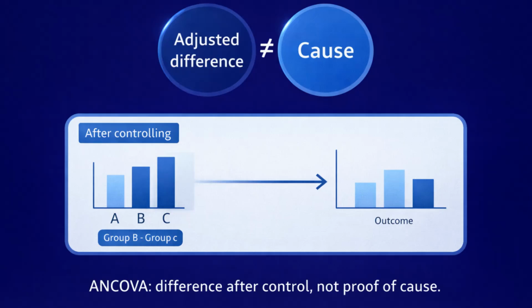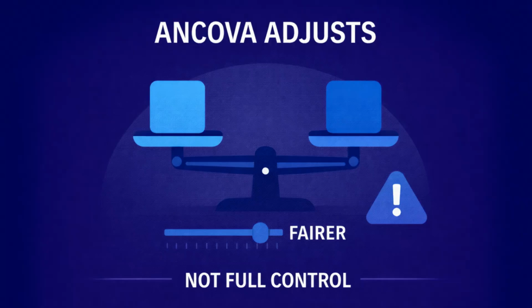One final clarification is essential. ANCOVA does not prove causation. Unless the study uses true random assignment, the correct conclusion is that groups differed after controlling for the covariate, not that the intervention caused the difference. ANCOVA strengthens group comparisons, but it does not eliminate all bias or replace experimental control.